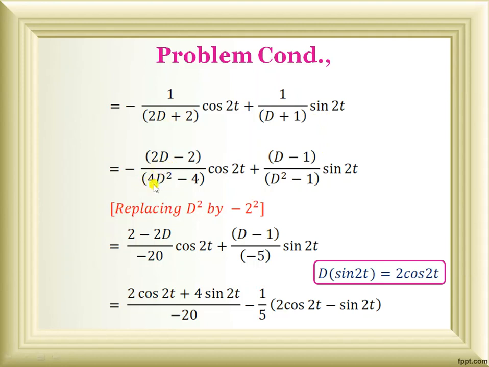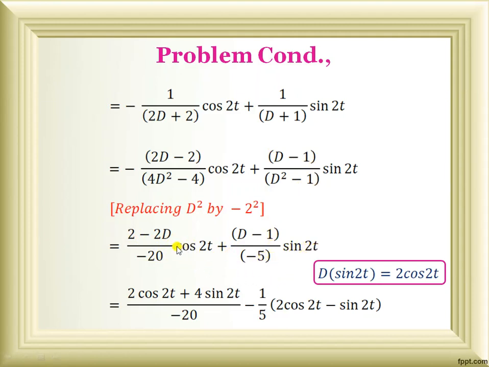Now I'm having D square in both the terms. I'm replacing again D square by minus 2 square. So here I'm having minus 16 minus 4 is minus 20. Here minus 4 minus 1 is minus 5. Now in the numerator I'm just multiplying this minus inside, it becomes 2 minus 2D, in the denominator minus 20, into cos 2t plus D minus 1 by minus 5 into sin 2t.